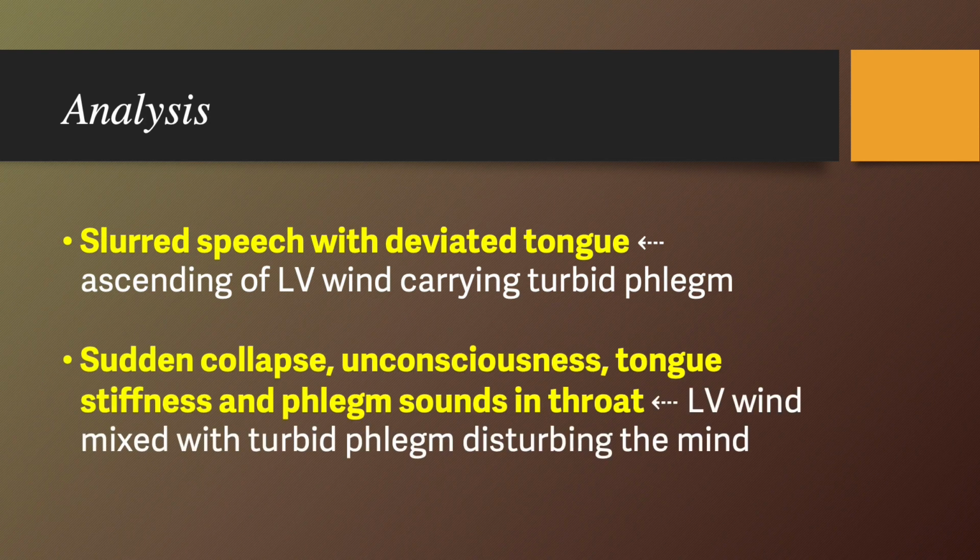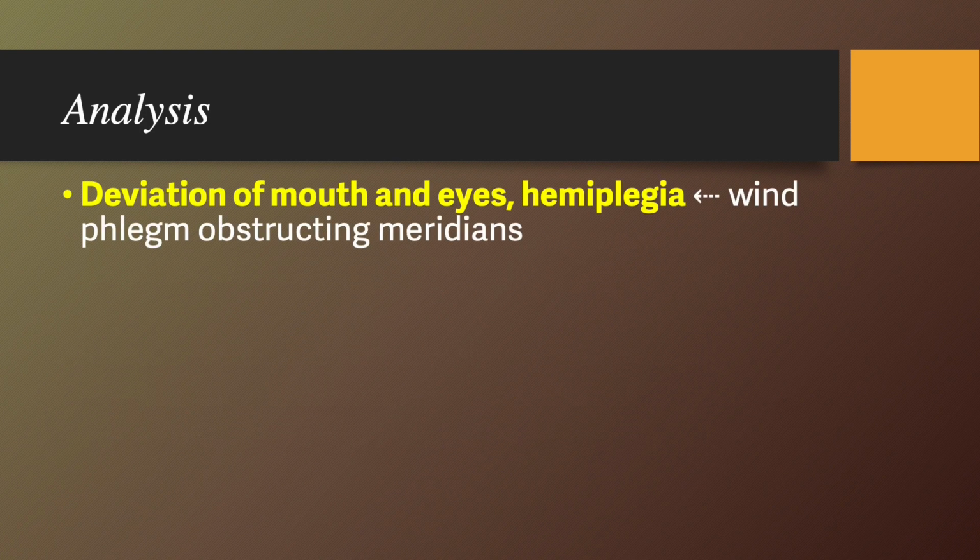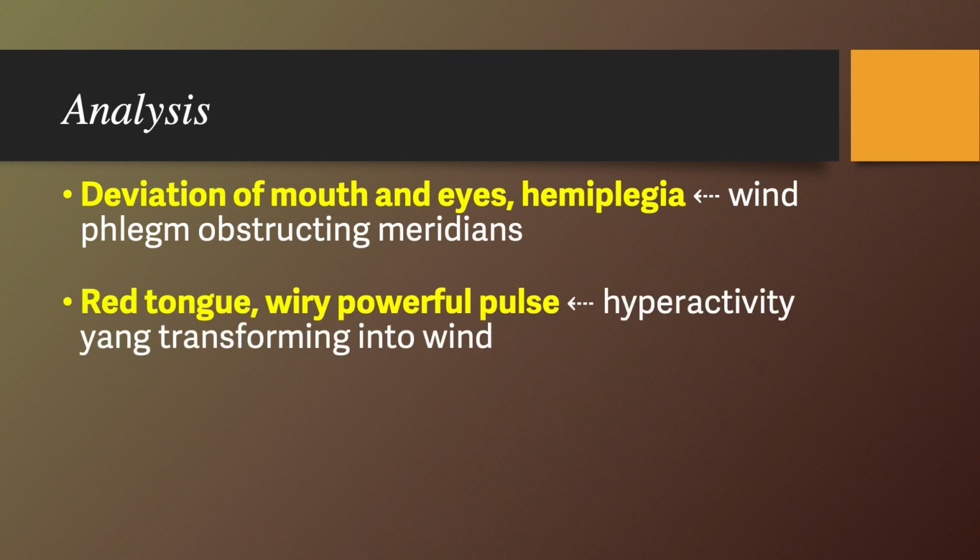Liver wind mixed with turbid phlegm may disturb the mind, leading to sudden collapse, unconsciousness, tongue stiffness, and phlegm sounds in the throat. Wind phlegm obstructing the meridians may cause deviation of the mouth and eyes and hemiplegia. A red tongue and a wiry, powerful pulse are typical signs of hyperactive yang transforming into wind.